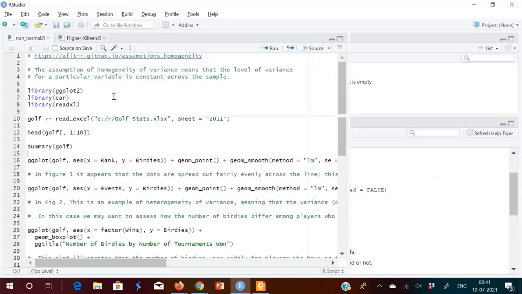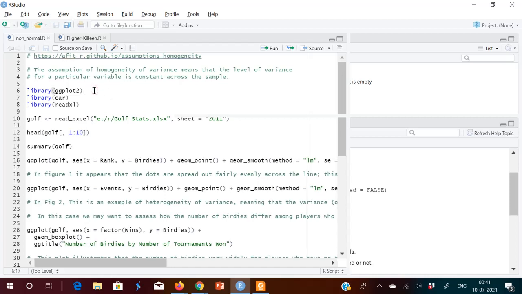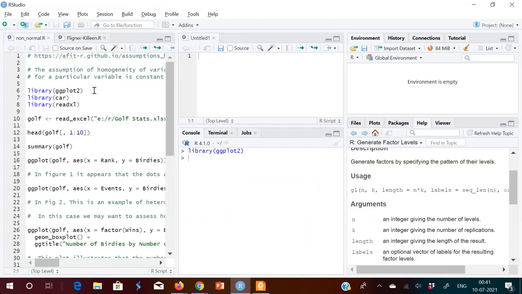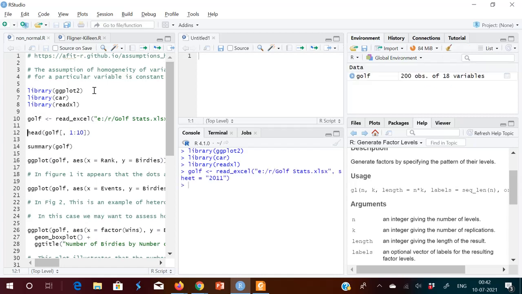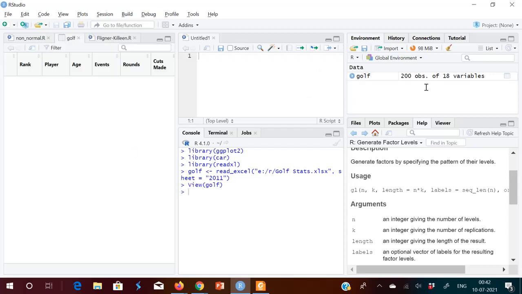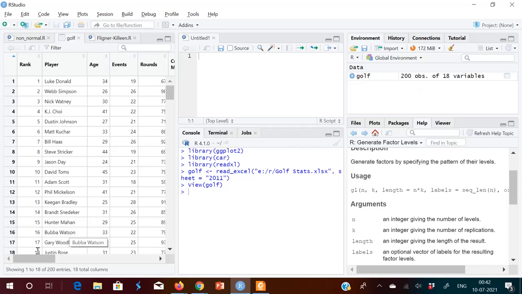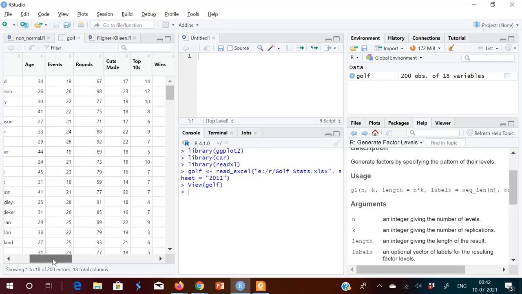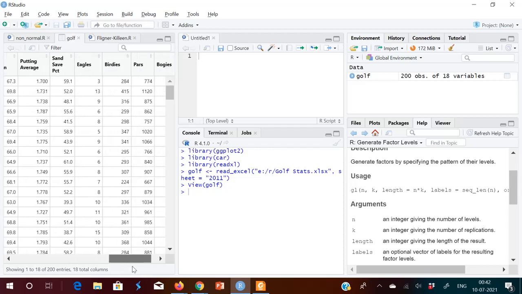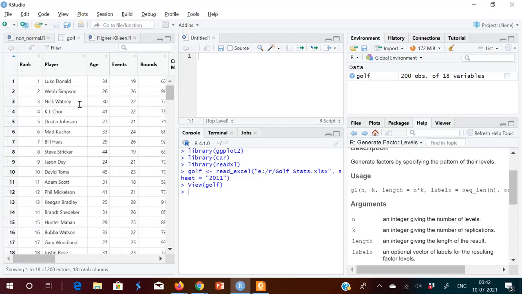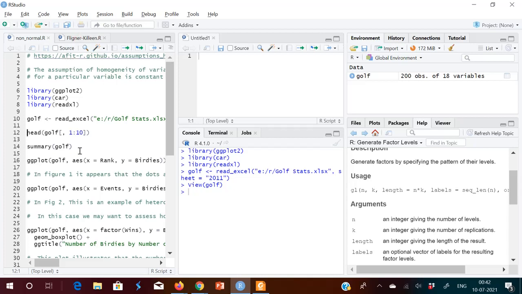Okay, so first let us load the libraries. Now I am going to read the Excel file golf stats.xlx into the variable golf. Now you can see the golf. It has 200 rows and 18 variables. These are the 18 variables. So I have loaded that Excel file.